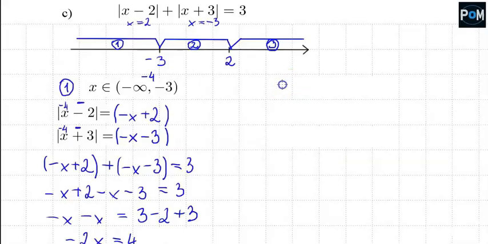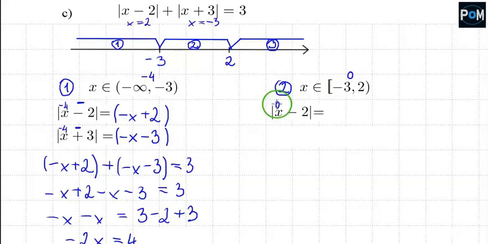Now the second interval, this central interval, which extends from minus 3 to 2. However, at the point of minus 3, this interval will be closed, and at 2, it will be open. Let's consider a number that most certainly belongs to this specific interval. Here, it definitely has to be 0. 0 is an easy number for calculations, and instead of x, we substitute 0 into the first absolute value. 0 minus 2 gives us minus 2. So the result is negative, and since the result is negative, it means we need to change these signs here. It will be a negative x and a positive 2.